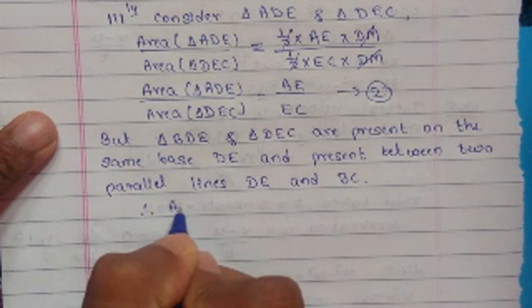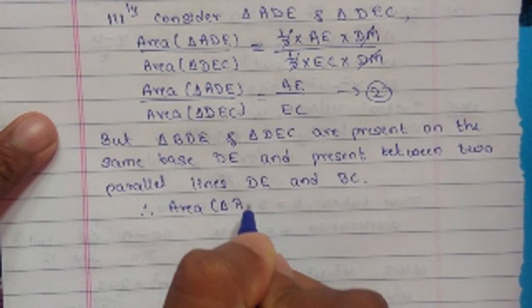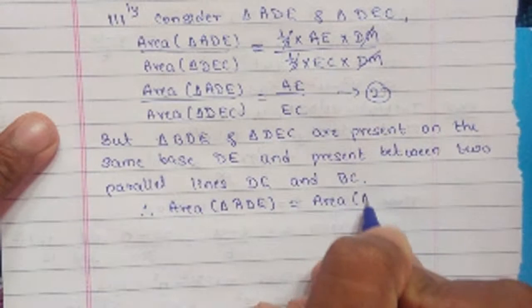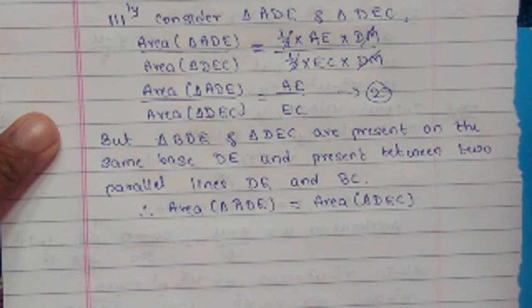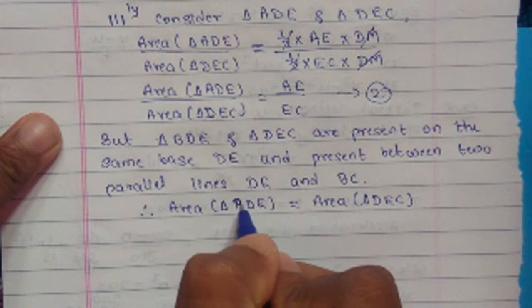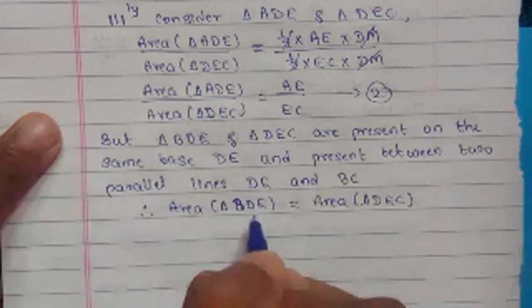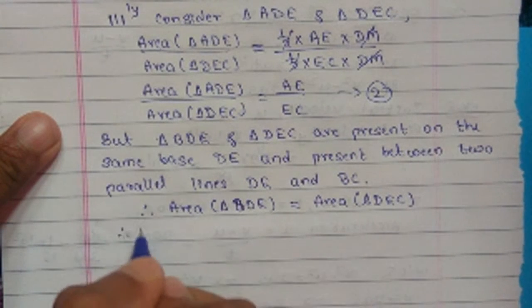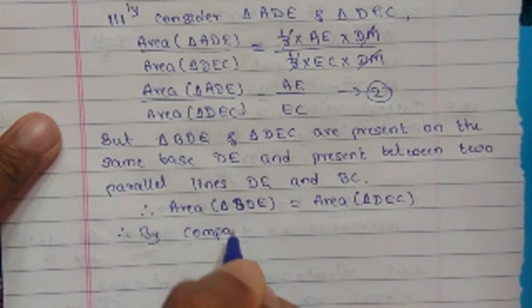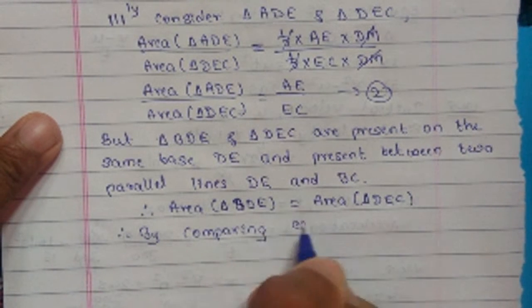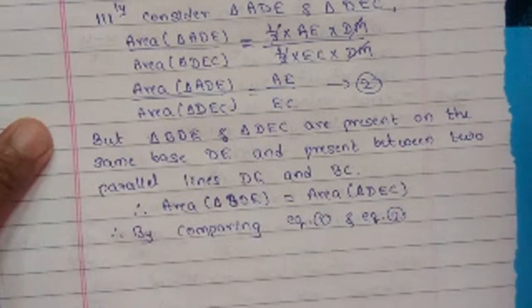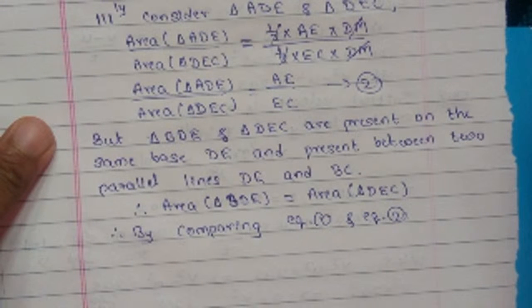Therefore, area of triangle ADE is equal to area of triangle DEC. Area of triangle BDE is equal to area of triangle DEC. So therefore, by comparing equation 1 and equation 2, both left hand sides are equal.